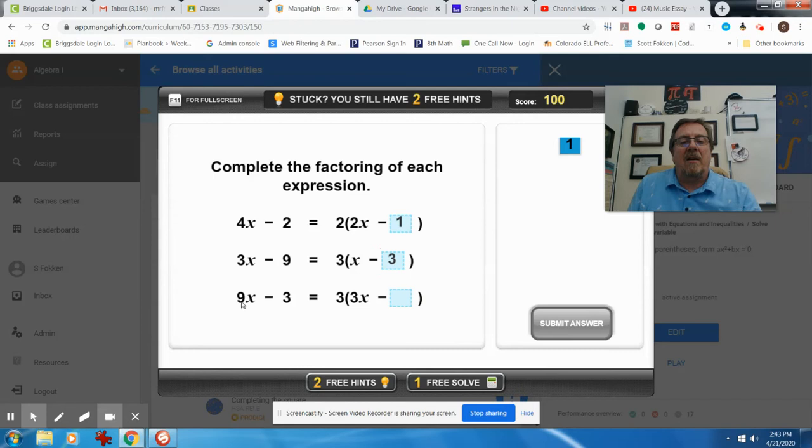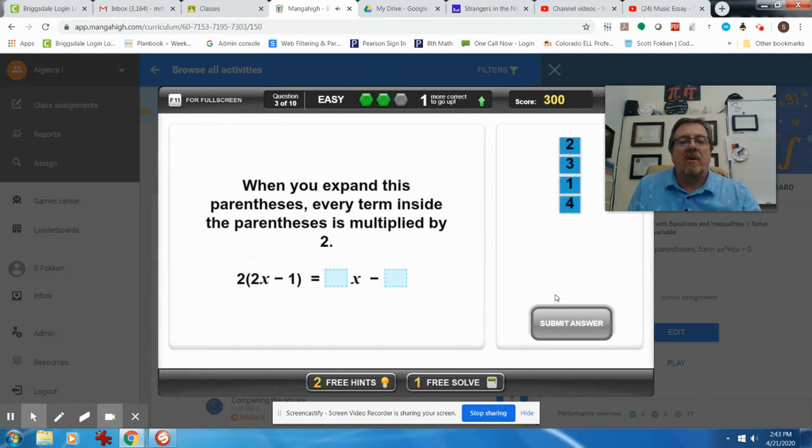Again, we're going to take a 3 out, so 9x divided by 3 is 3x, and negative 3 divided by 3 is going to give us our negative 1. When you expand this parentheses, every term inside the parentheses is multiplied by 2. So again, we're going to distribute 2 times 2x and 2 times negative 1. So 2 times 2x is 4x, and 2 times negative 1 is going to give us negative 2 there.